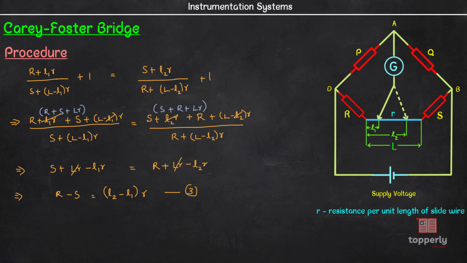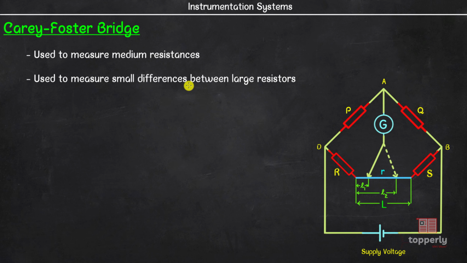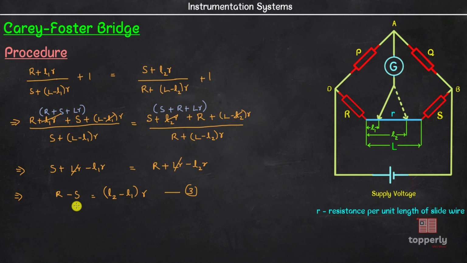This is what I meant by this second point over here. Now here the standard resistance is usually known. So the unknown resistance R can be found as R is equal to S plus L2 minus L1 into small r. Okay, so keep this in mind.